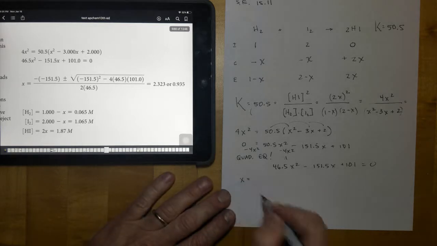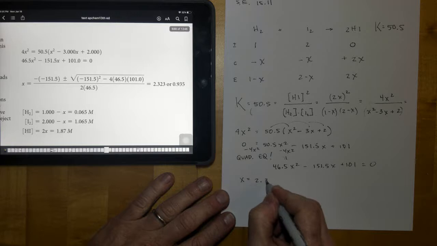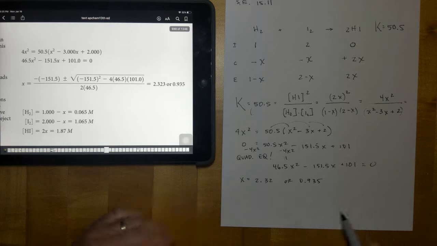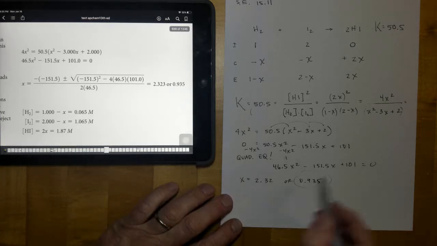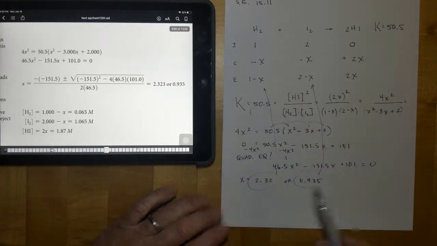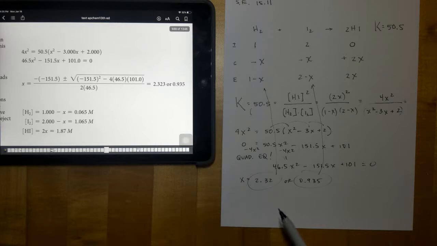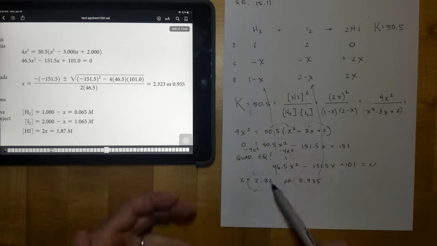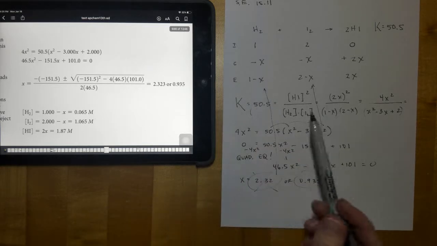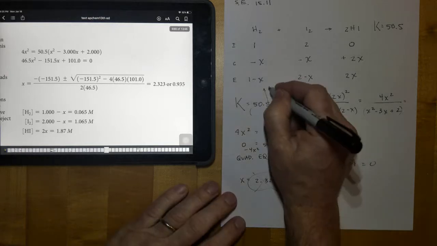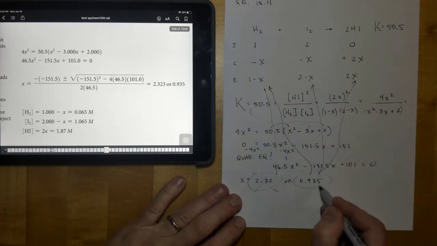And remember, the quadratic equation always ends up with two answers, so 2.32 is one of the answers, or 0.935 is the other answer. And if you take the x then that you solved for and put it back into these equations right here, if one of them ends up giving you a negative concentration, then that's your extraneous solution. That's the one that it can't be. 1 minus 2.32 would give you a negative concentration, and of course you could not have a negative concentration, so that can't be the answer. So our answer for x is 0.935.